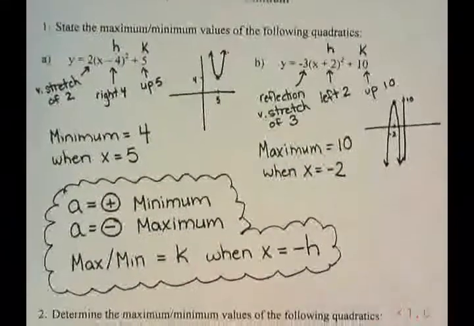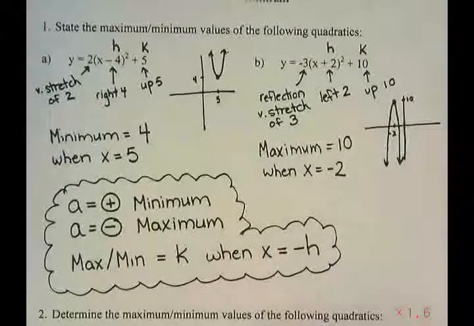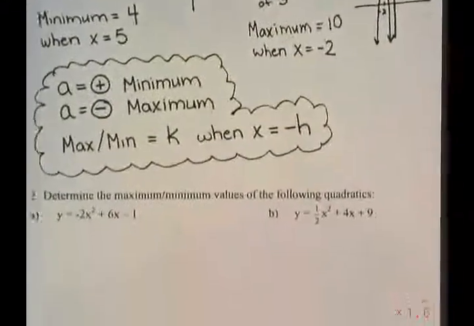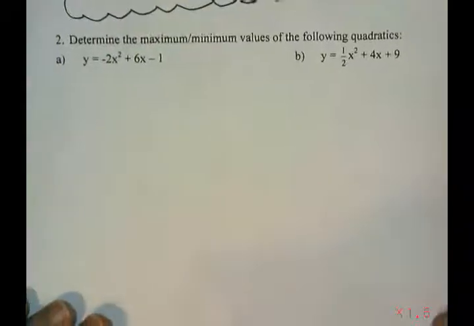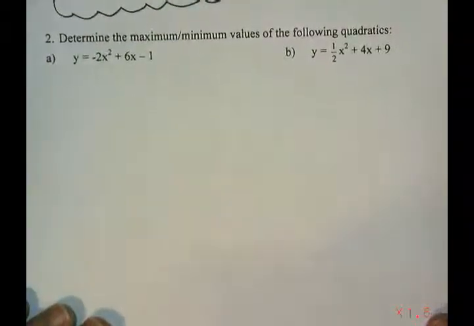So let's give that a try. We'll do a couple of questions and see how it goes. We've got two more here. It says determine the maximum and minimum values of the following quadratics. And the first one is y equals negative 2x squared plus 6x minus 1.